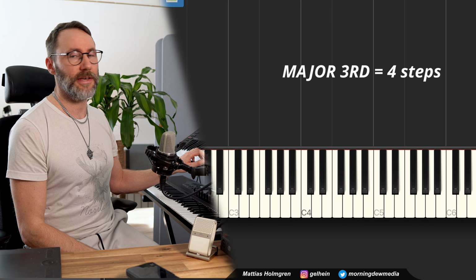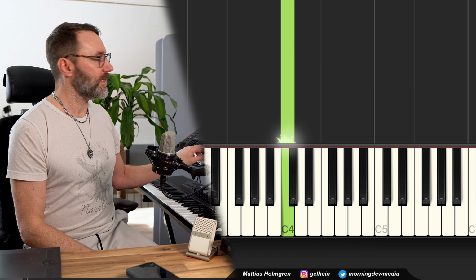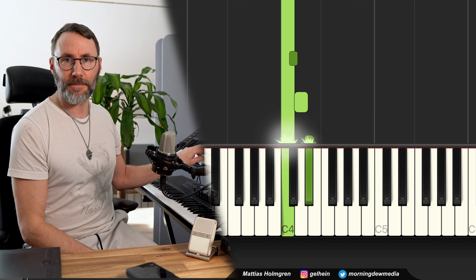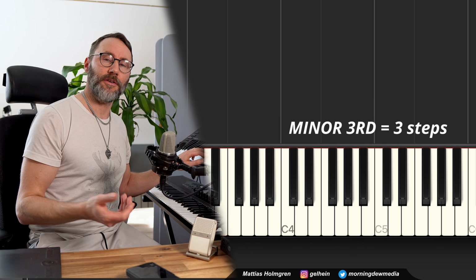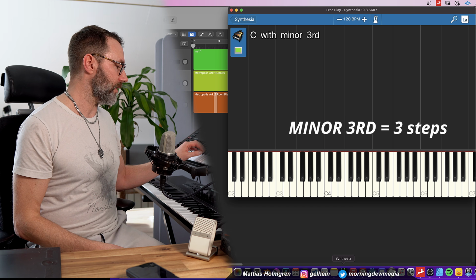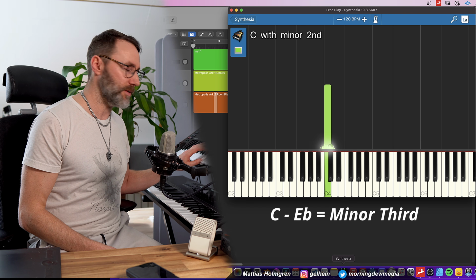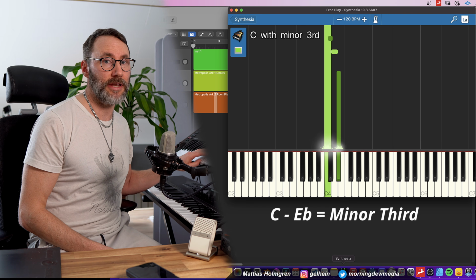If you're all new to music theory, a major third is 4 steps from your root note, so if you play a C as your root note, your major third will be 4 steps up. It will be an E, and respectively a minor third is 3 steps, so from the root note of C, 3 steps, 1, 2, 3, E flat.